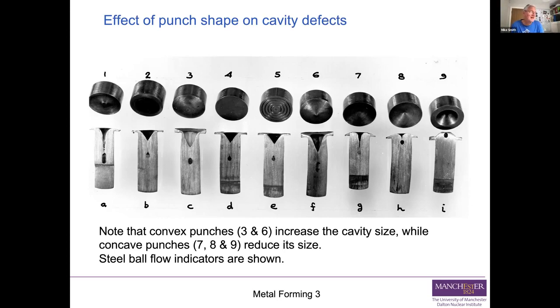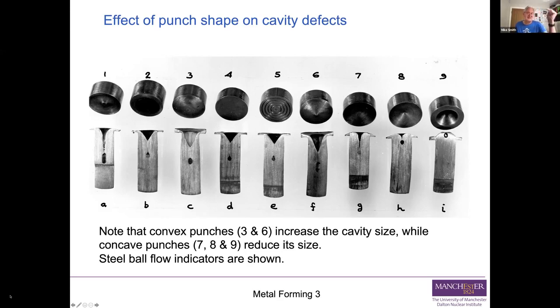Whereas numbers 7, 8, and 9 are concave punches. You can see that the back of the billet is forming a little dome when you stop extruding, and in those cases, you get much smaller cavity defects. The other interesting thing is that all of these have got a little steel ball in them, which you can see: a steel ball there, a steel ball there, and so on across the specimens.